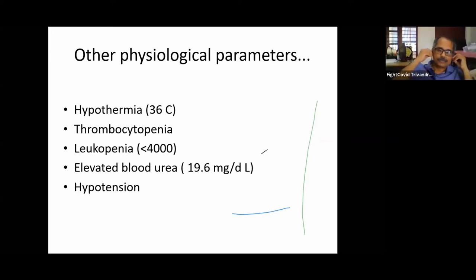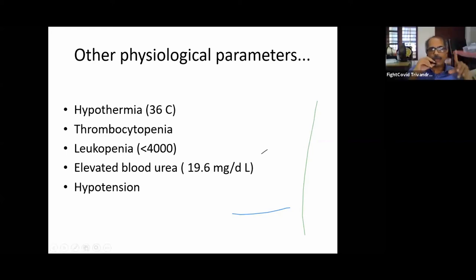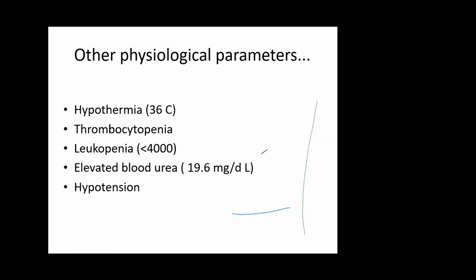Sir, about that CURB-65, do all the five parameters have the same value? Yeah, the score is one for each. One for each, okay.